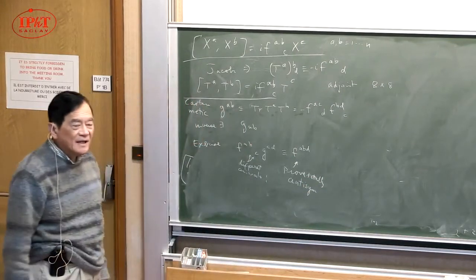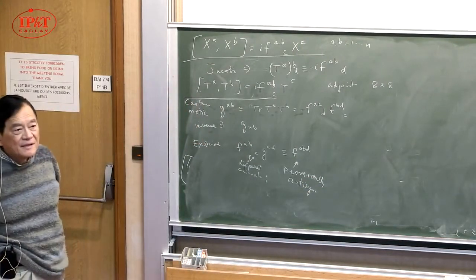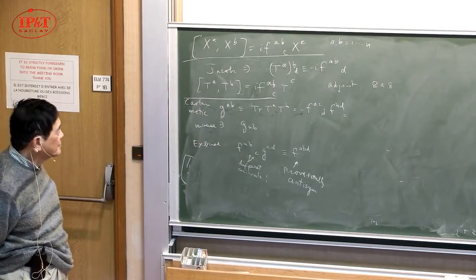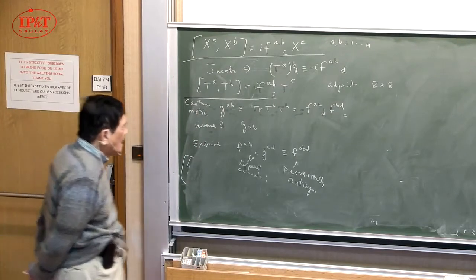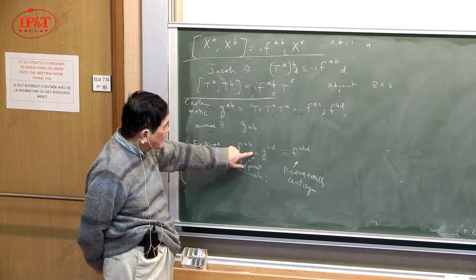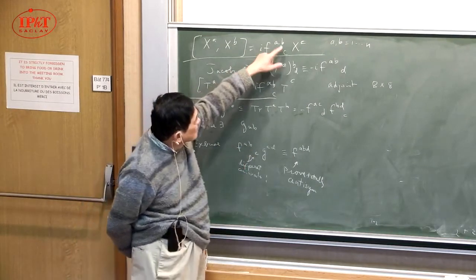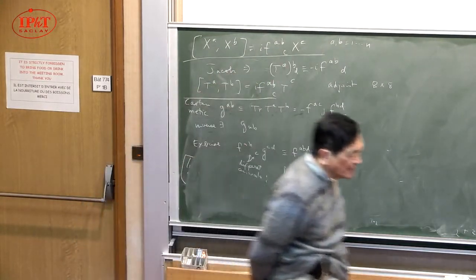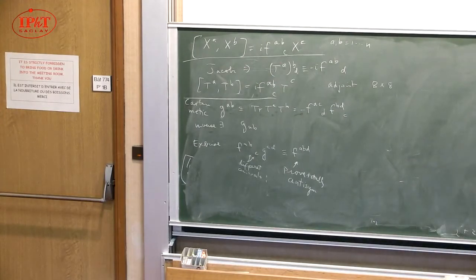Okay, so this is a nice exercise. Incidentally, this is a source of confusion among some students because sometimes people think that this object is anti-symmetric in B and C, but as we'll see shortly, it's not. Okay, good. So any questions? Okay. Yeah.